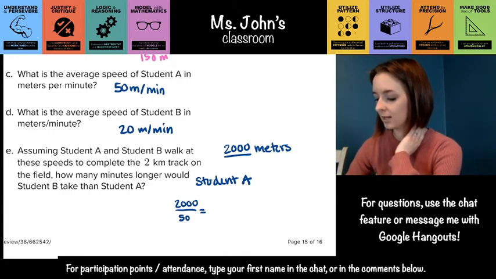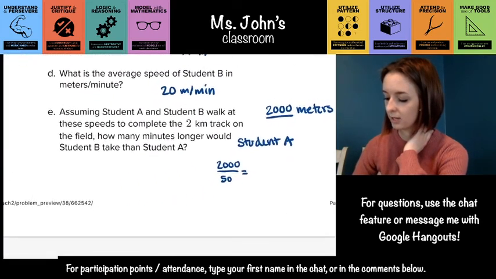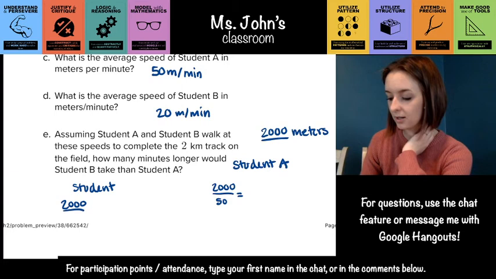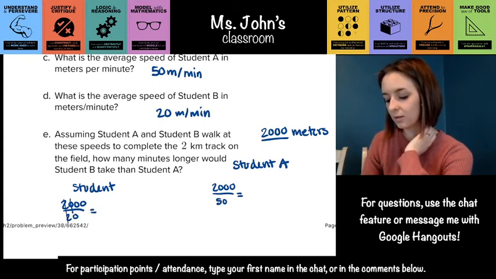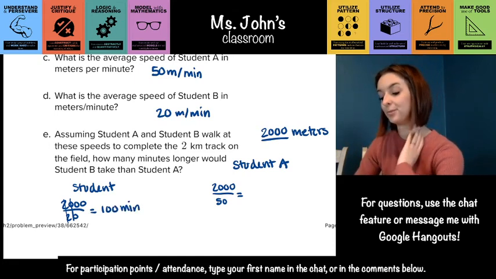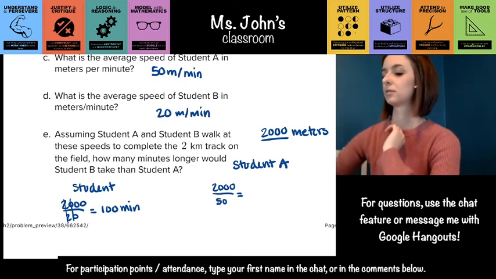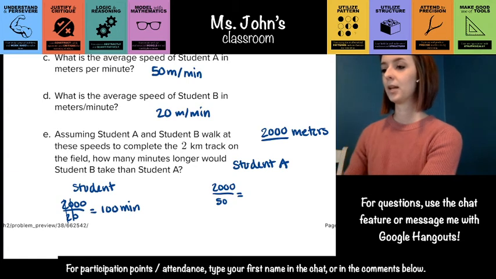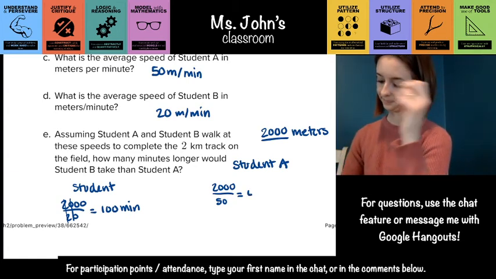I will do that in a second. Then student B, do I have room over here? No, I'm going to do it over here. Student B, 2,000 meters and 20. I can actually do that in my head because those cancel, and they would take 100 minutes. And 2,000 divided by 50 is 40.